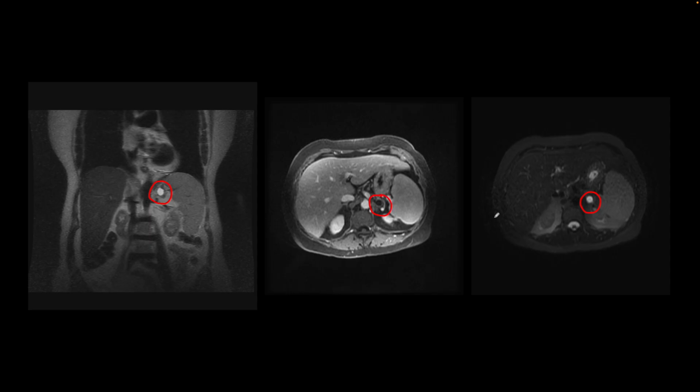So simple cysts are not very common but can be seen in the adrenal. This is how they would look on MRI, and they will not show restricted diffusion on DWI and ADC images.